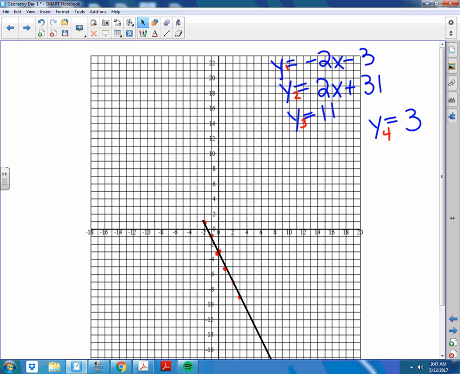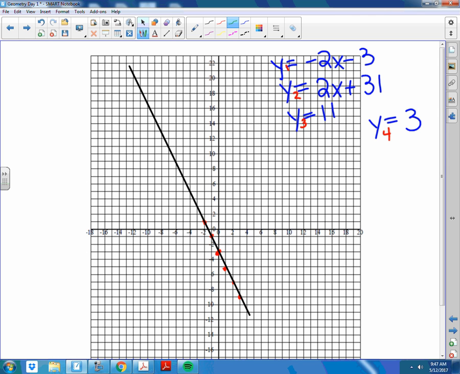So this represents the line approximately y equals negative 2x plus 1. Let me extend this up. Make sure I'm going to stay on the line. Everyone agree with that? Cool. Who wants to tell me how to graph line 2?